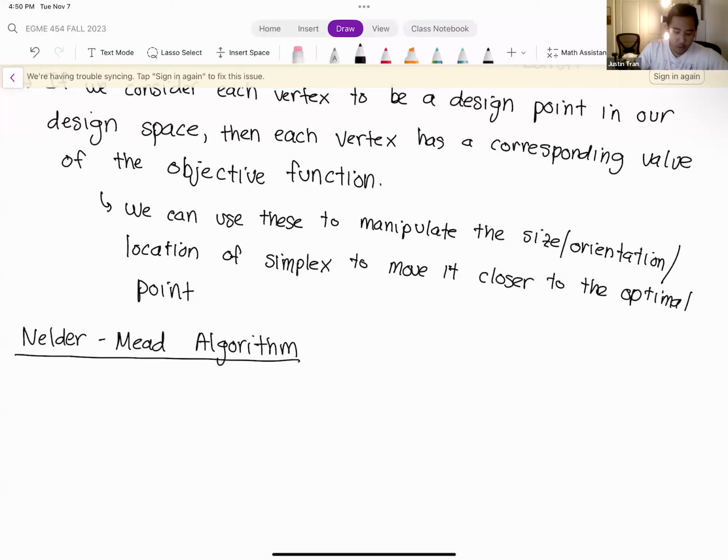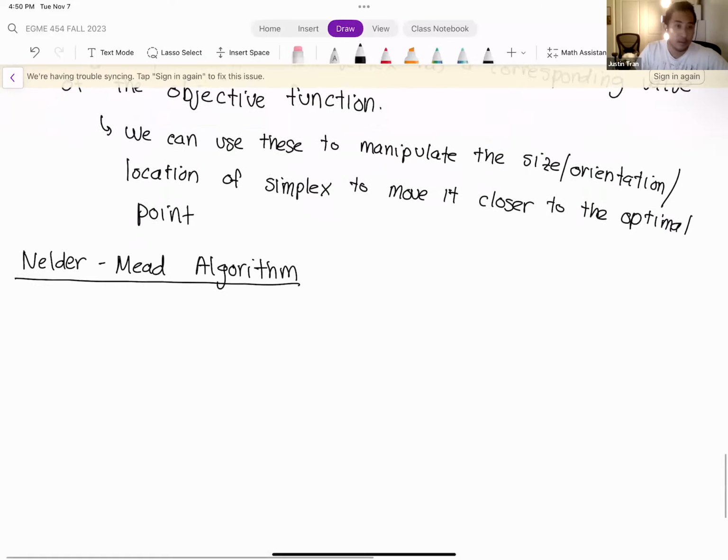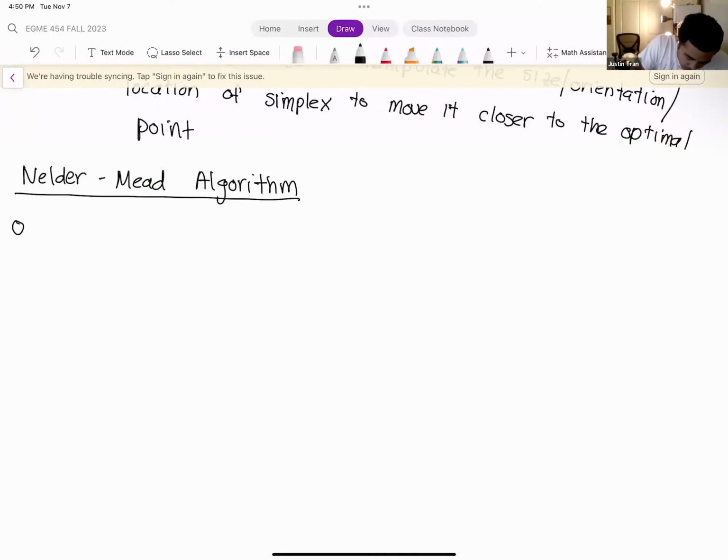So let's go over what the Nelder-Mead algorithm does. First we start with a step 0. Step 0 for any algorithm is to determine your initial point. The Nelder-Mead algorithm is a little bit special because you not only need one initial point, you actually need a set of initial points. In other words, we need to form an initial simplex.